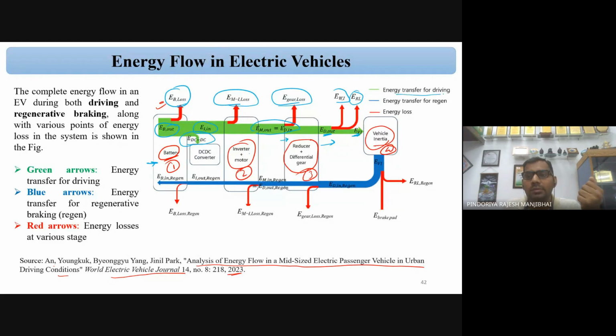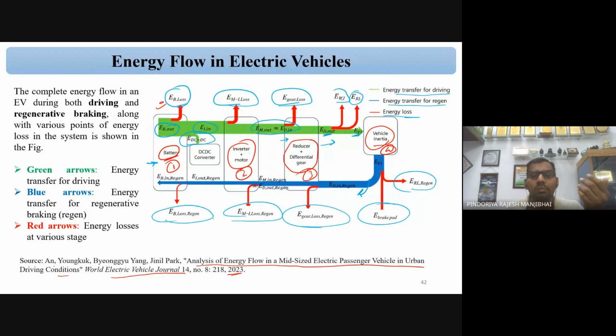So energy transfer driving. So there is a green line. There is energy transfer driving. Energy transfer for the regenerative. So this line there is regenerative energy, and red color there is energy losses. Okay. So this one is losses. This one is brake pad losses, gear losses, motor inverter losses, and braking energy losses. So these are the losses.